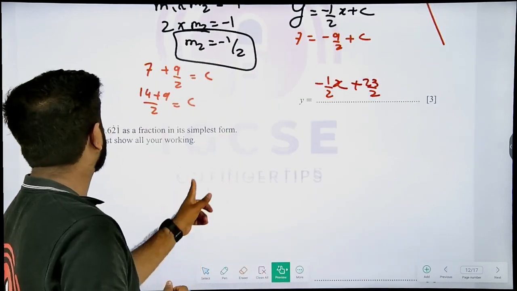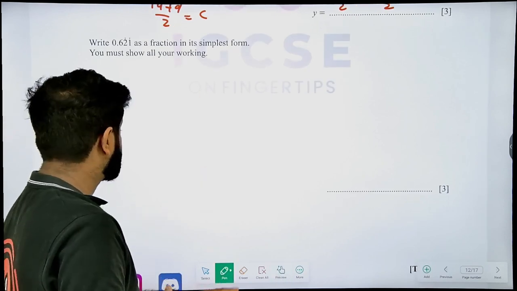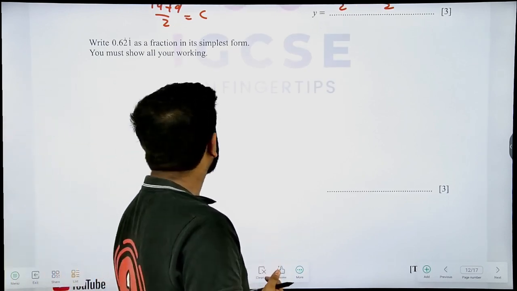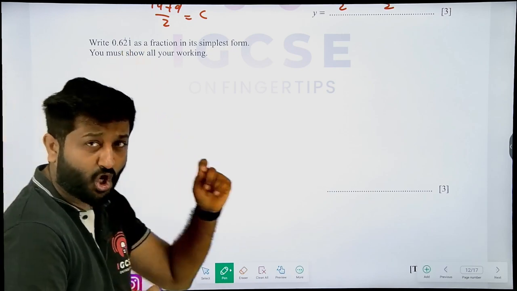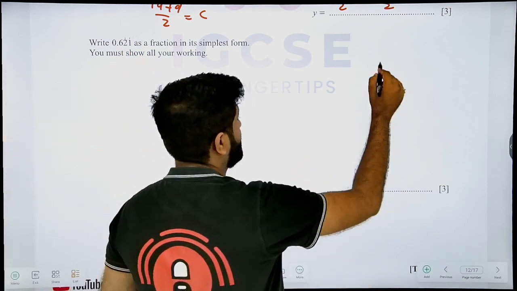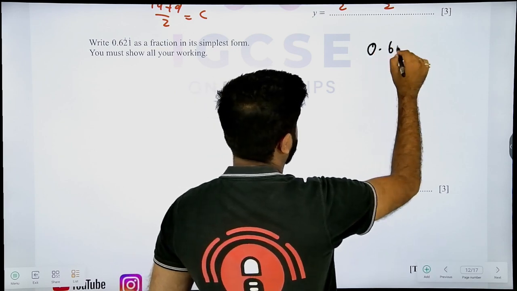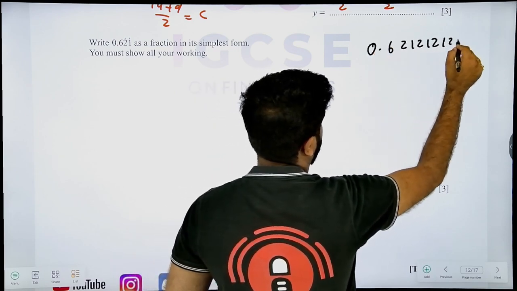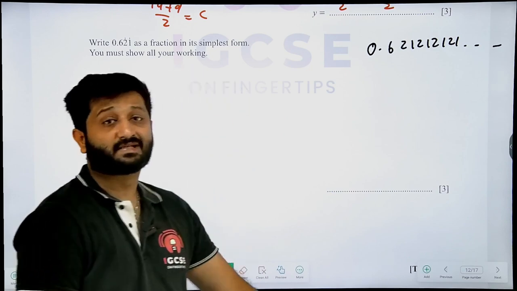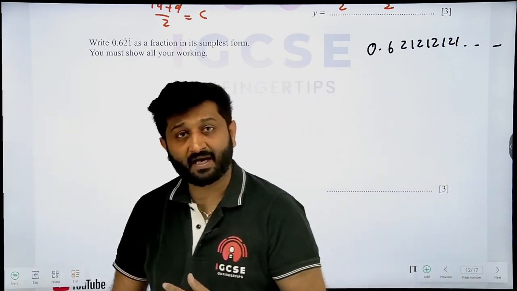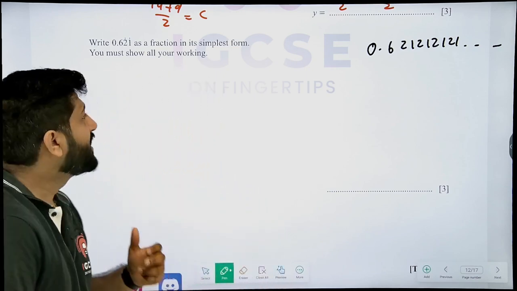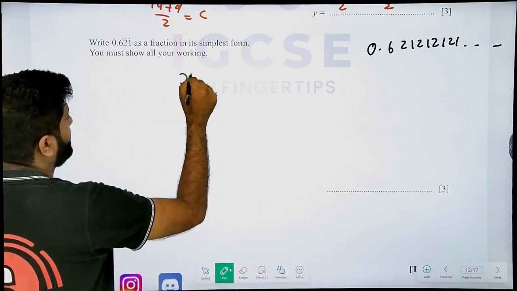Now the next question. Write 0.621 as a fraction in its simplest form. Now guys, you can see there are two dots on 2 and 1, which means this is getting repeated. So you have 0.6, 21, 21, 21, 21 and endlessly, right? So now I know that two digits are getting repeated, which are 2 and 1. So what is the way of writing this? I'll rewrite this as x.